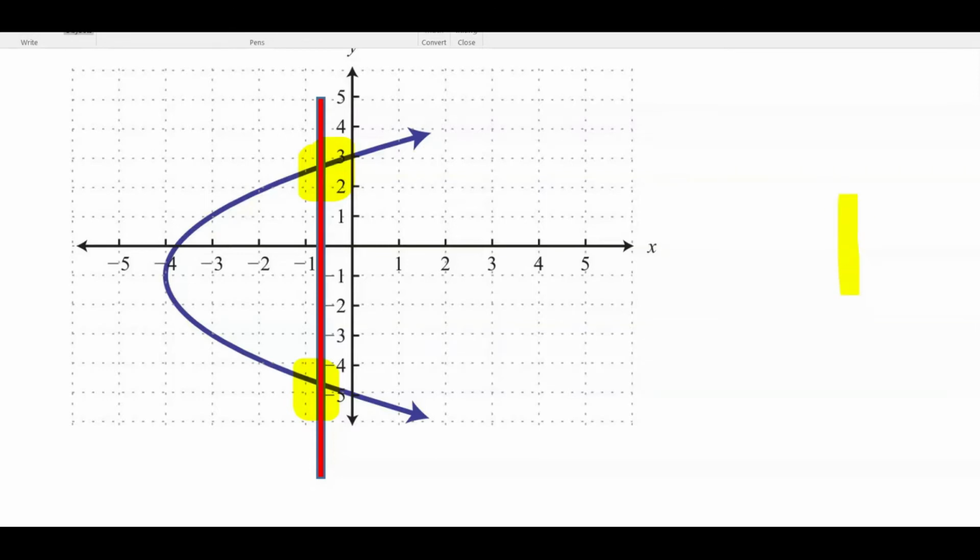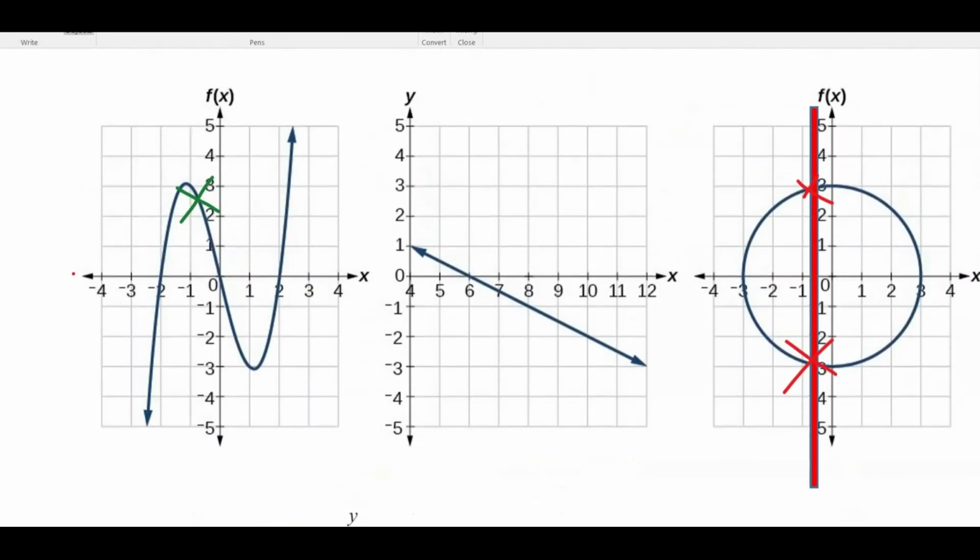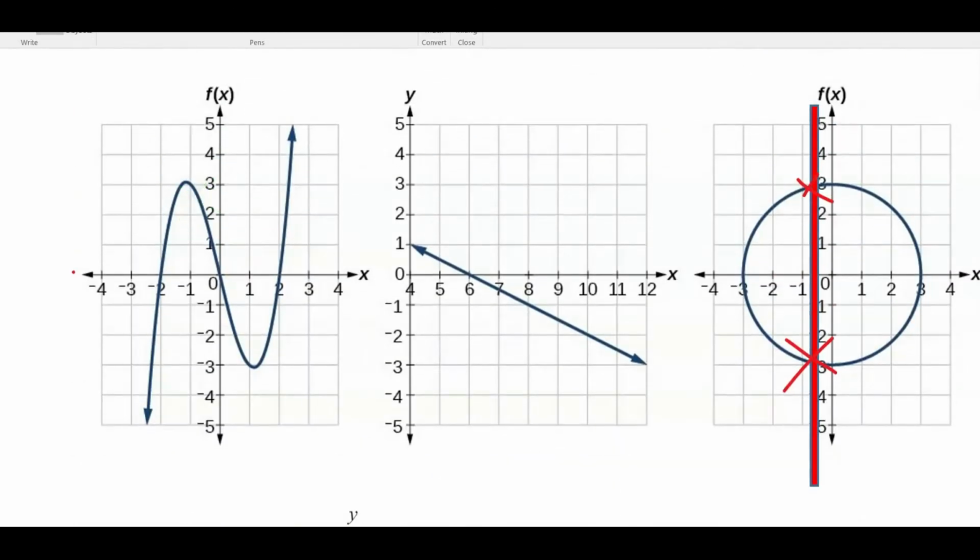It doesn't matter how much curve the graph has to it. Now if we look back up here, there was a lot of curve to this graph on the left. It does have a lot of curve. Now it does not matter that it has a lot of curve. What matters is, does it pass the vertical line test?